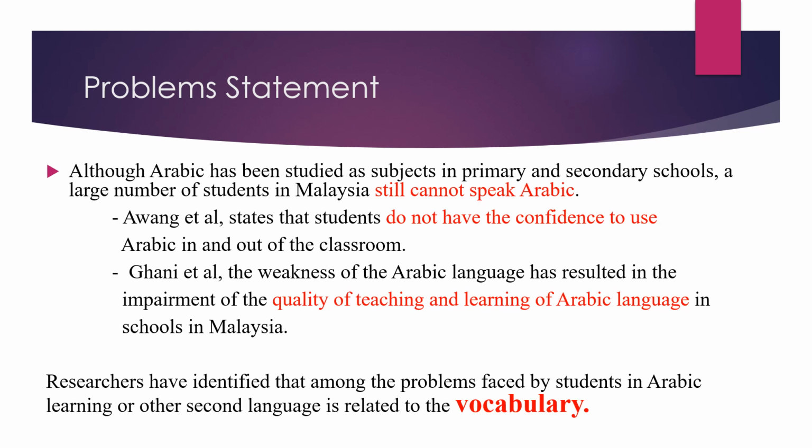As the problem statement, although Arabic has been studied as a subject in primary and secondary schools, a large number of students in Malaysia still cannot speak Arabic. Awang states that students do not have the confidence to use Arabic in and out of the classroom. Maybe because of hesitation. And Ghani said the weakness of the Arabic language has resulted in the impairment of the quality of teaching and learning of Arabic language in schools in Malaysia.